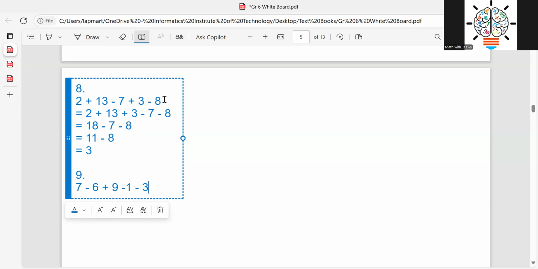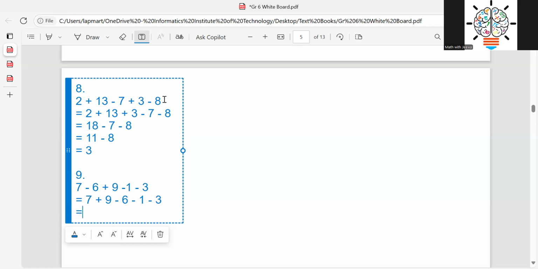7 minus 6 plus 9 minus 1 minus 3, right? So then we have 7, and we have 9, and we have subtract 6. Then we subtract 1 and subtract 3. So then we write 7 plus 9. 7 plus 9, the answer is 16.